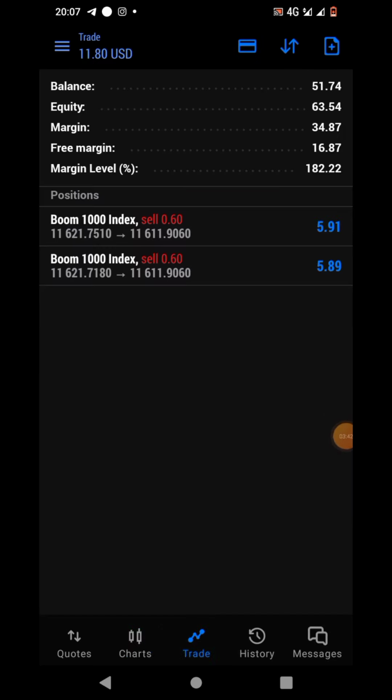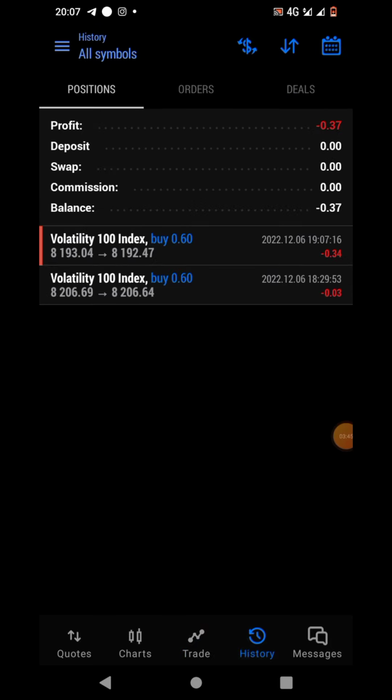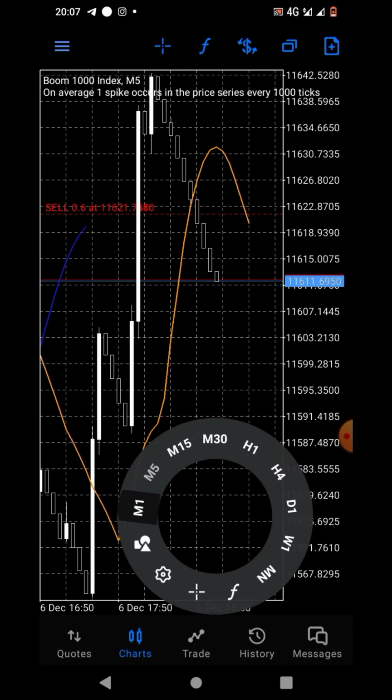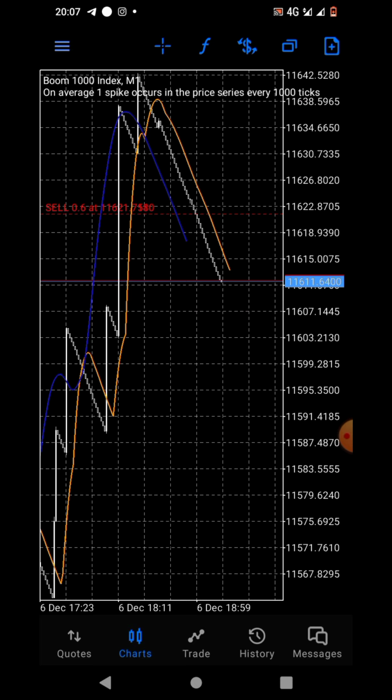Now let's look at the Boom 1000. It's still playing out nicely. Let's hope it gives us some good profit. You've seen it, it's going all the way down, and I'm willing to hold it all the way down.